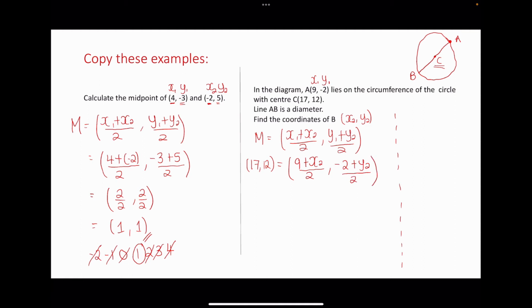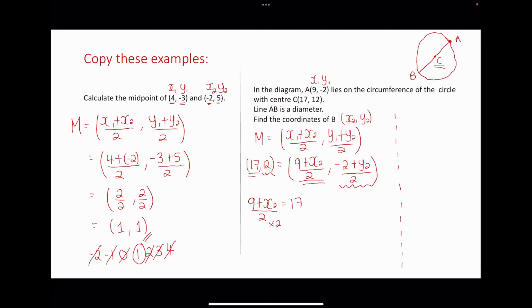This then sets me up with two different equations. So my x coordinate is equal to my x coordinate, and my y coordinate is equal to my y coordinate. So I've got 9 plus x2 divided by 2 equals 17. I would then need to solve that. So I need to start balancing through my equation.